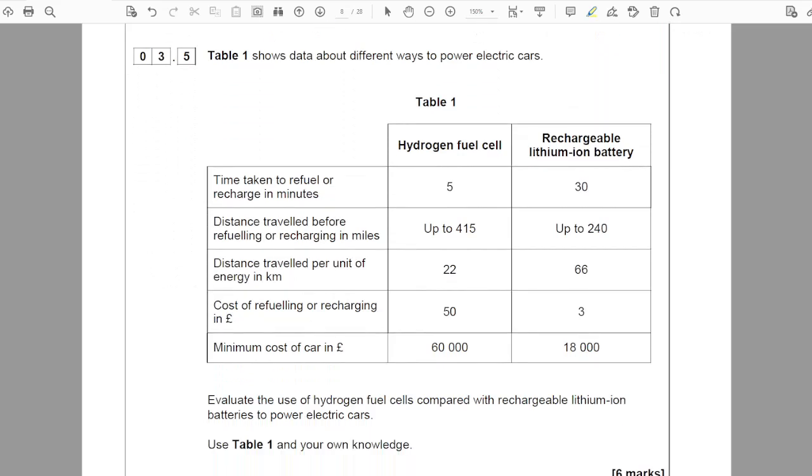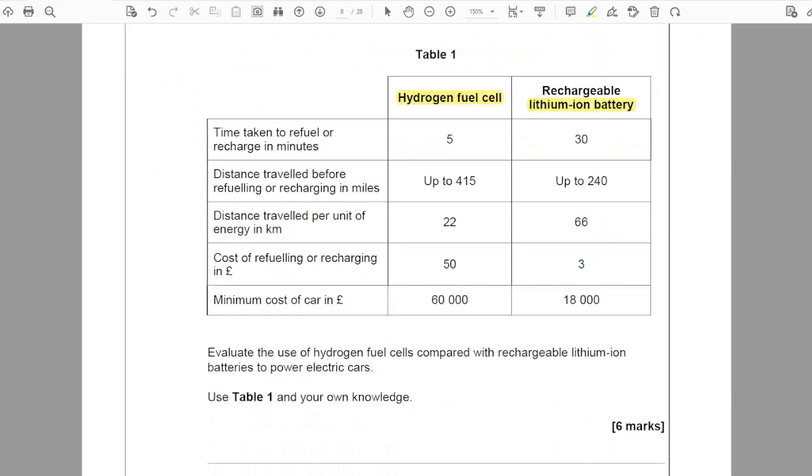3.5. Table 1 shows data about different ways to power electric cars. Evaluate the use of hydrogen fuel cells compared with rechargeable lithium-ion batteries to power electric cars. Use Table 1 and your own knowledge. This question is very simple and you can easily gain all 6 marks. Most of those marks come from reading off the table and just rewriting what's on the table.